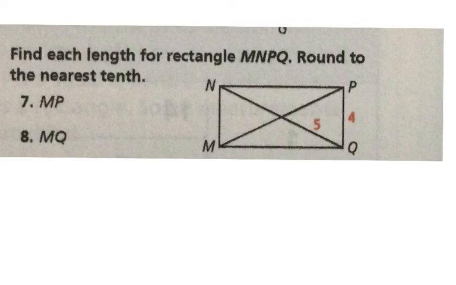It says, find each length for the rectangle MNPQ, round to the nearest tenth. So again, it tells me this shape is a rectangle. I know in a rectangle that opposite sides are congruent. So if I know that this side is 4, then I know the other side is 4. But guess what? A rectangle is also a parallelogram.